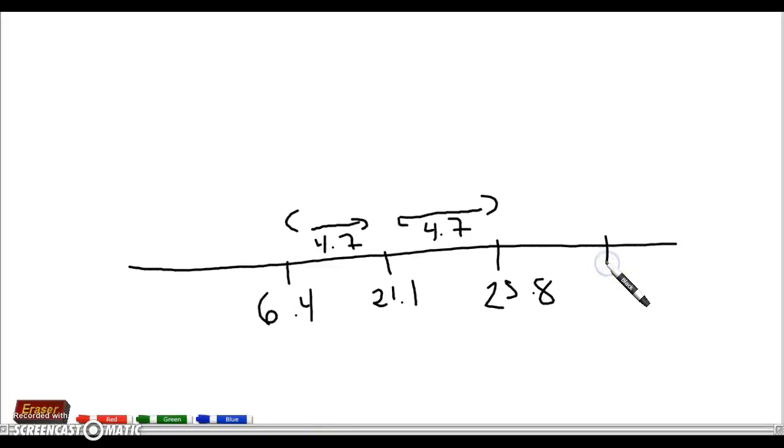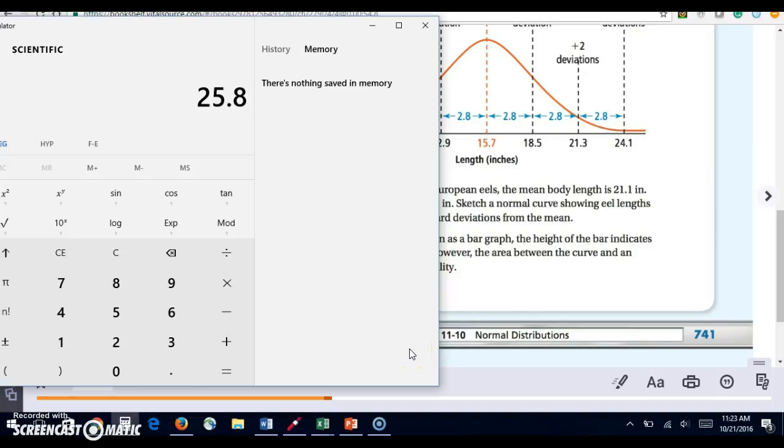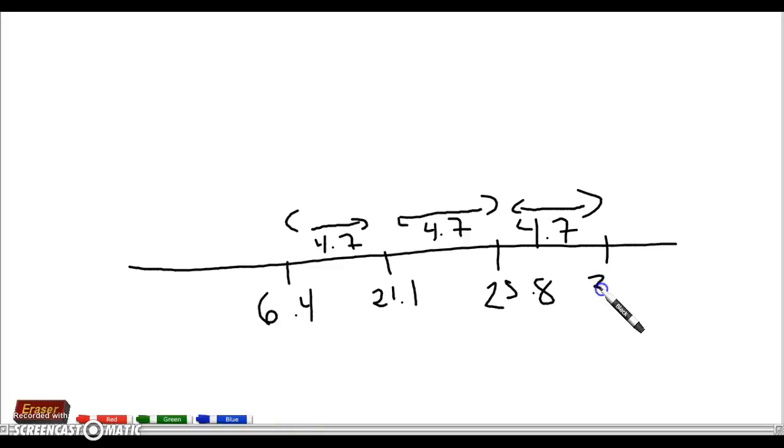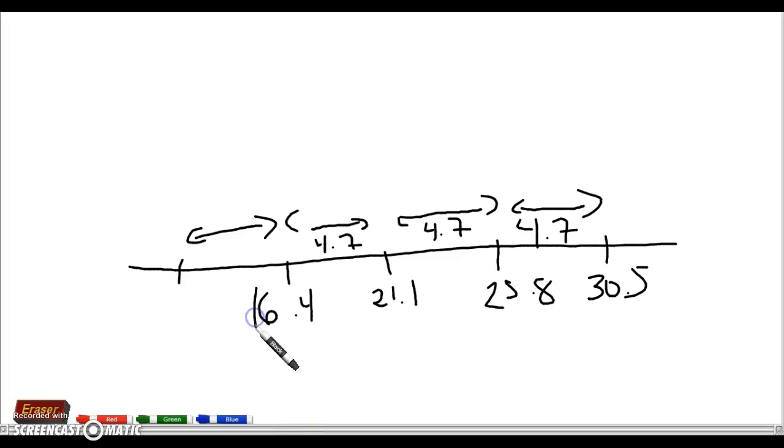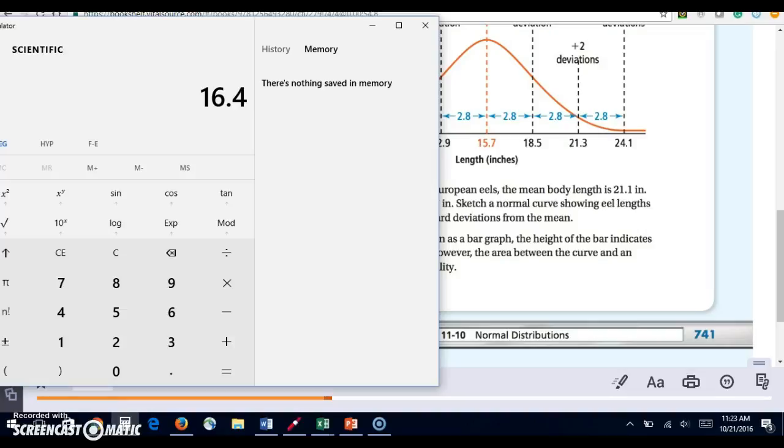Now let's do two standard deviations. So 25.8, I can add 4.7 because this distance here is going to be 4.7. So let's do that. 25.8 plus 4.7 gives me 30.5. Here, another distance of 4.7. Oh, did I make a mistake there? I think I did. Let's see, 21.1 minus 4.7 should be 16.4. I only have 6. I missed the 1 by accident. And let's go ahead and subtract 4.7 from that. So I get 11.7.